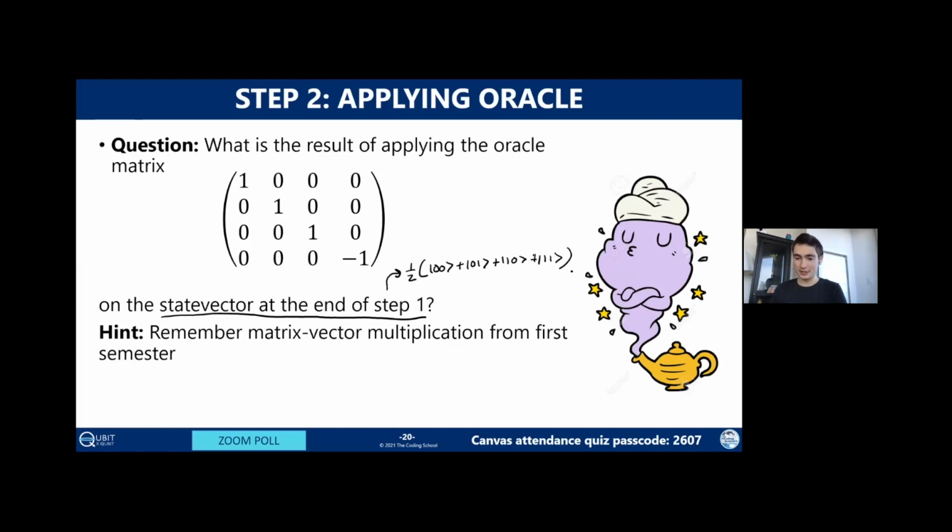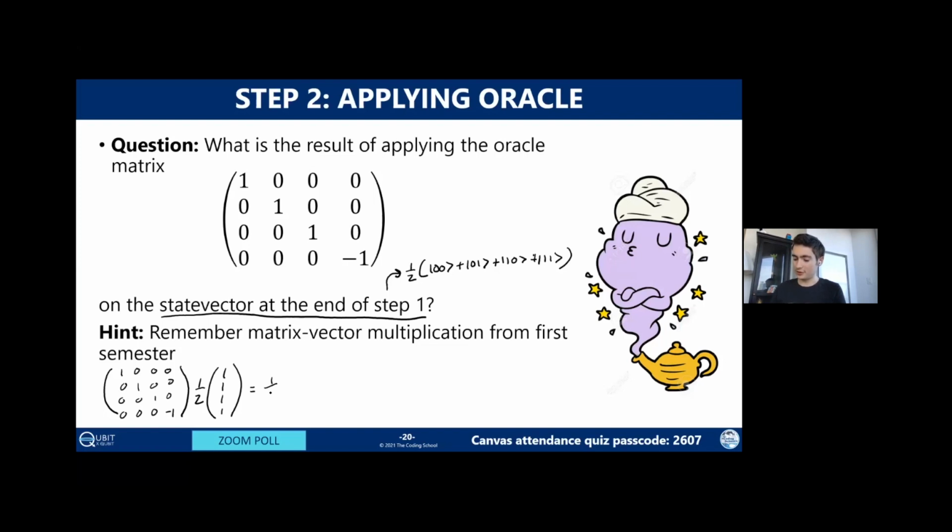So I'm going to start writing out this problem because doing matrix vector multiplication the long way is going to take a little while, but I'll try to go through this faster. The matrix we have is 1, 0, 0, 0, 0, 1, 0, 0, 0, 0, 1, 0, and 0, 0, 0, minus 1. And we want to multiply that by 1 over 2 times 1, 1, 1, 1. That's the state vector we get from this particular state. I'll bring the constant 1 over 2 out here, and then we'll start multiplying.